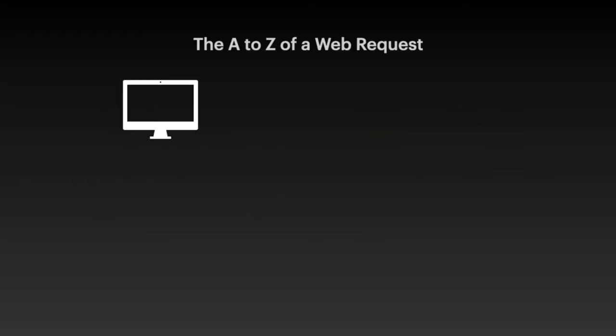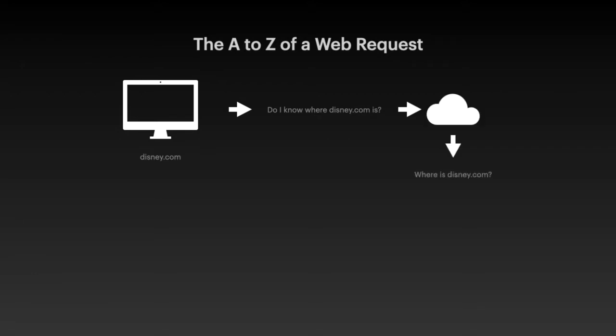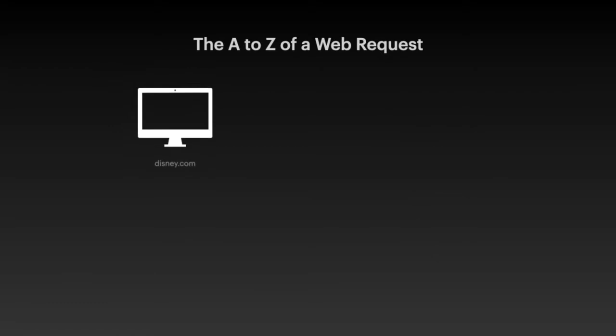See, your computer has to ask itself a lot of questions once you say, bring up Disney.com. The first thing your computer has to ask is, do I even know where Disney.com is? And if it doesn't, it has to reach out over the internet. And it has to ask the internet, hey, where's Disney.com? Well, that response comes from a server called a DNS server. The DNS server responds and says, that website is located at this IP address. Great. So now your computer knows where Disney.com is.